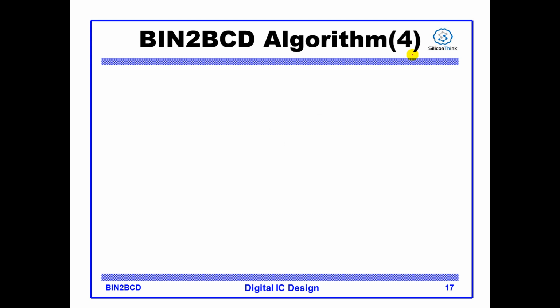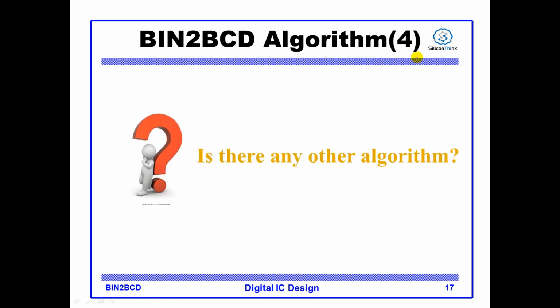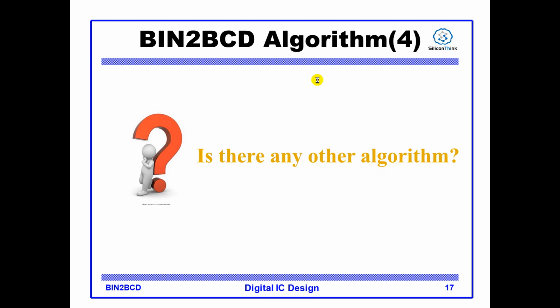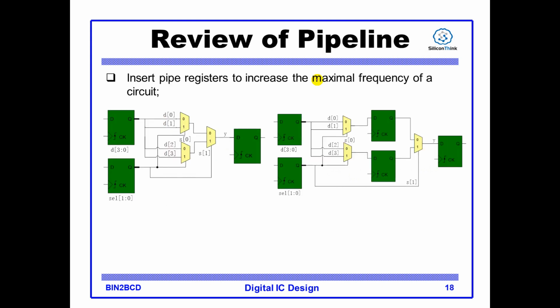So, how about algorithm 4? Yeah, you have to find it out by yourself. Can you find out, is there any other algorithm for this problem? Okay, try it. Then, after the study of the algorithms, we will go to the architecture defined for this problem.